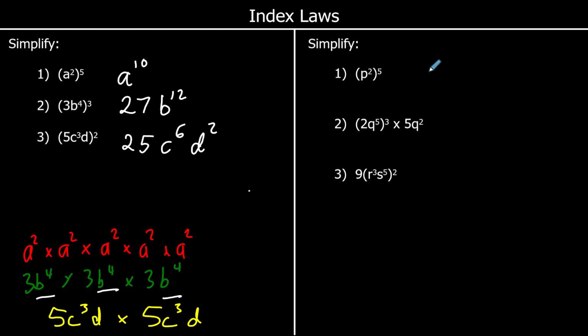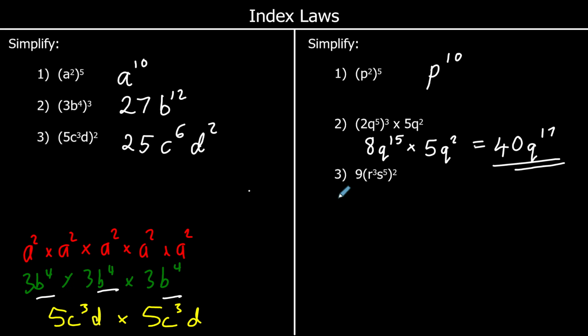p squared to the power of 5 equals p to the power of 10. So here we've got 2q to the power of 5, cubed. So we've got 2 cubed, which is 8, and q to the power of 5 cubed, multiplying the powers. So that's q to the power of 15, and it's multiplied by 5q squared. So then we can just multiply the big numbers. 8 times 5 is 40, and add the powers. So that's q to the power of 17.